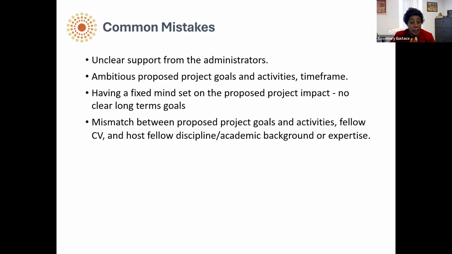And lastly, just make sure there's a match, because we see a lot of mismatches between the host fellow and the fellow. So make sure you match, because your interests have to be the same. If they're not a match between the two, then there's likelihood that you won't be able to be successful with your program.